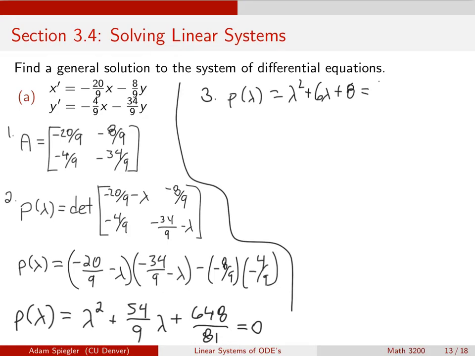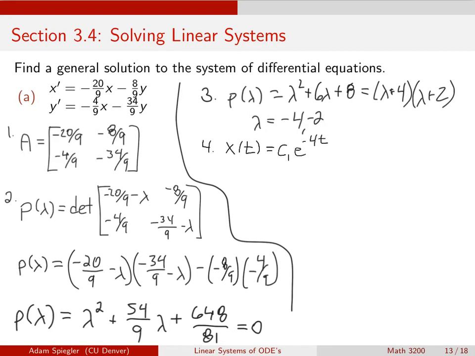And that we can factor into lambda plus 4 and lambda plus 2. So this tells us our eigenvalues are lambda is equal to minus 4 and lambda is equal to minus 2. And therefore, we know what the values for r1 and r2 in our solution are going to be. We get that x of t is going to be some constant c1 e to the minus 4t plus c2 e to the minus 2t.